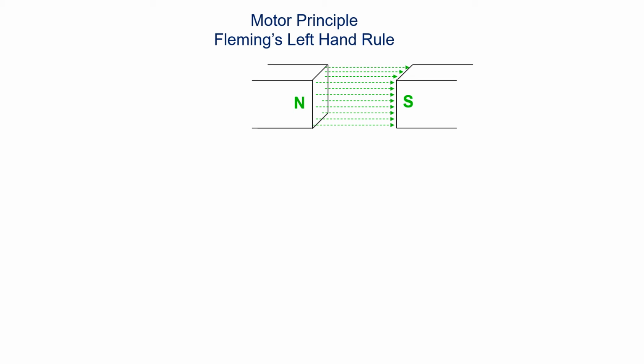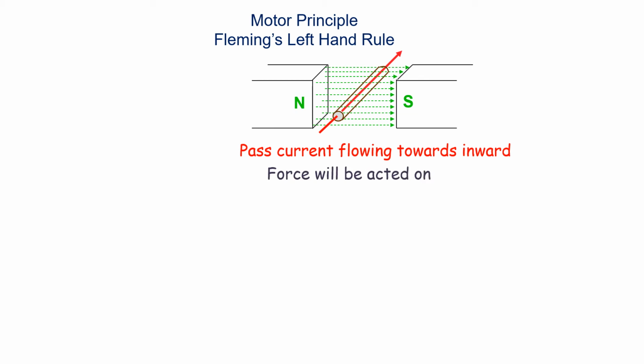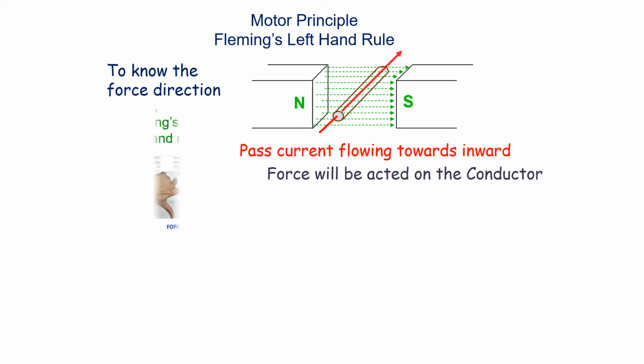We have the magnetic field in which a conductor is placed. Pass the current flowing towards inside. Because of this current carrying conductor placed in a magnetic field, a force will be acted on the conductor. In order to know the force direction, apply the Fleming's left-hand rule.